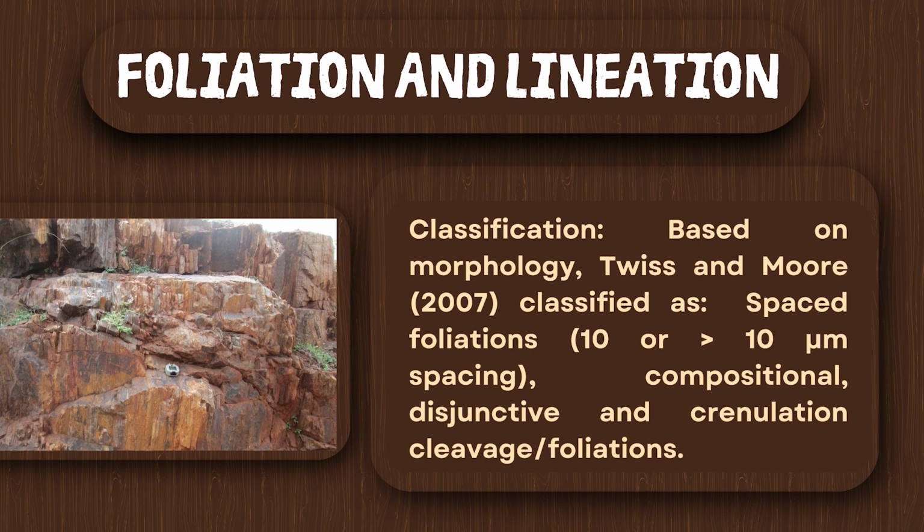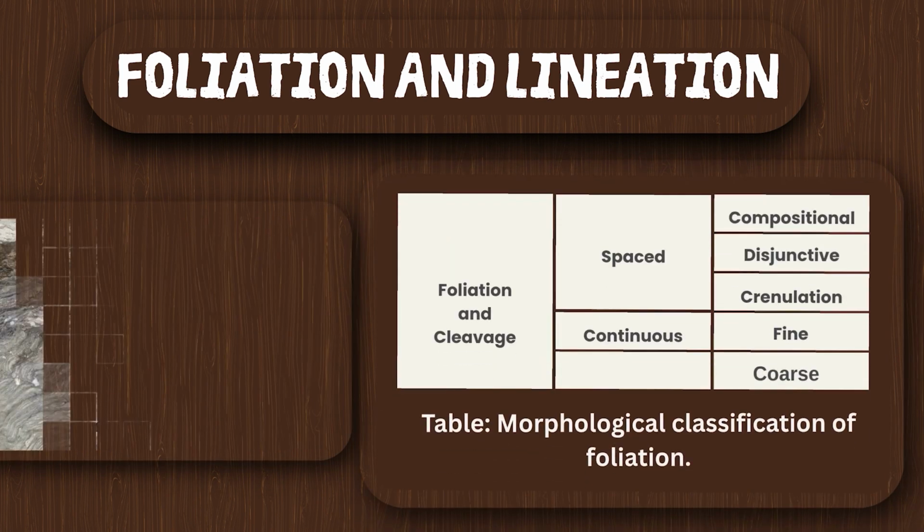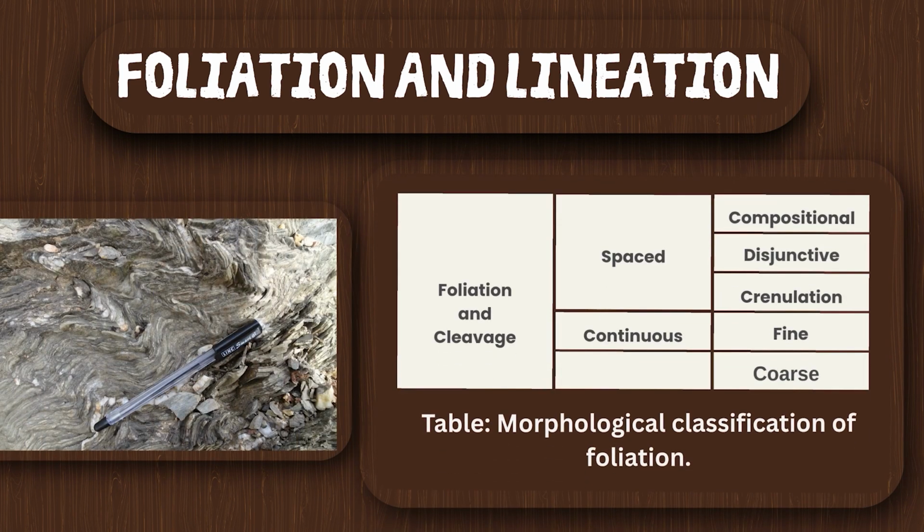The classification based on morphology, Twiss and Moores 2007, classified spaced foliations with 10 or greater than 10 micron spacing, compositional, disjunctive and crenulation cleavage foliations, whereas fine, less than 10 micron foliation, are closely spaced and coarse continuous foliation. Morphological classification of foliation is shown in this table.